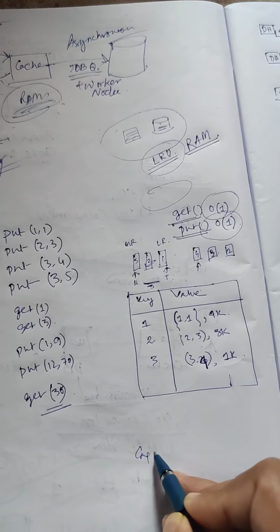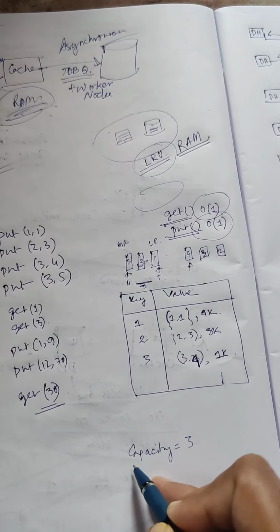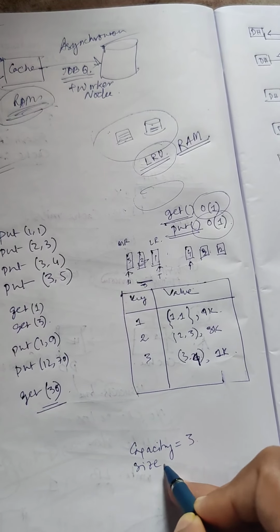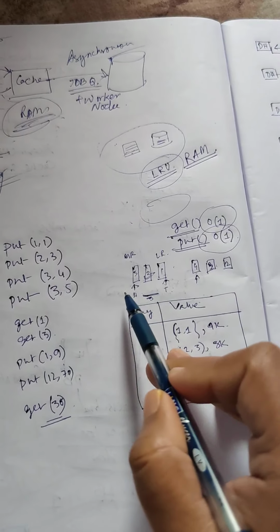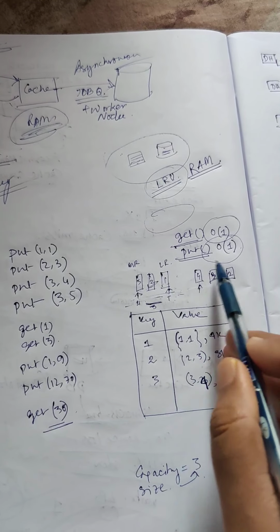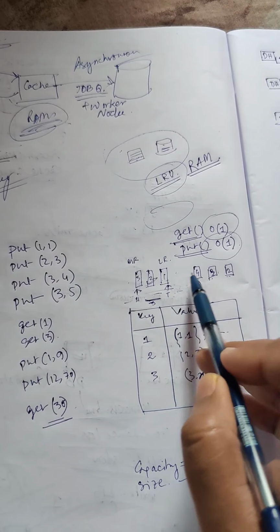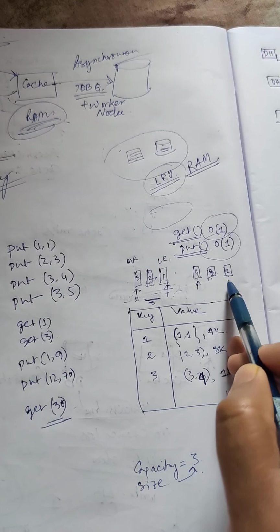This size is often termed the capacity. So we can say the capacity of our list is 3, which is basically the size. In this case the least recent item 1 is going to be deleted, 2 will come over here, 3 will go here, and the newly added item 4 will come here.